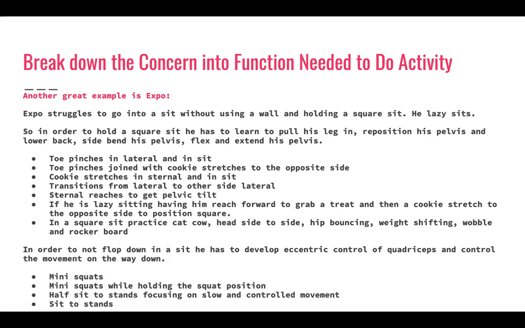So just taking the head up and starting the motion of going into a sit and then herring and popping back up until we get stronger. For him, I thought it would be cool if we did a mini squat and then when he's in that squat position, just holding it. That way he can build up his strength and his stability even more, progressing to half sit to stands and then eventually full sit to stands.